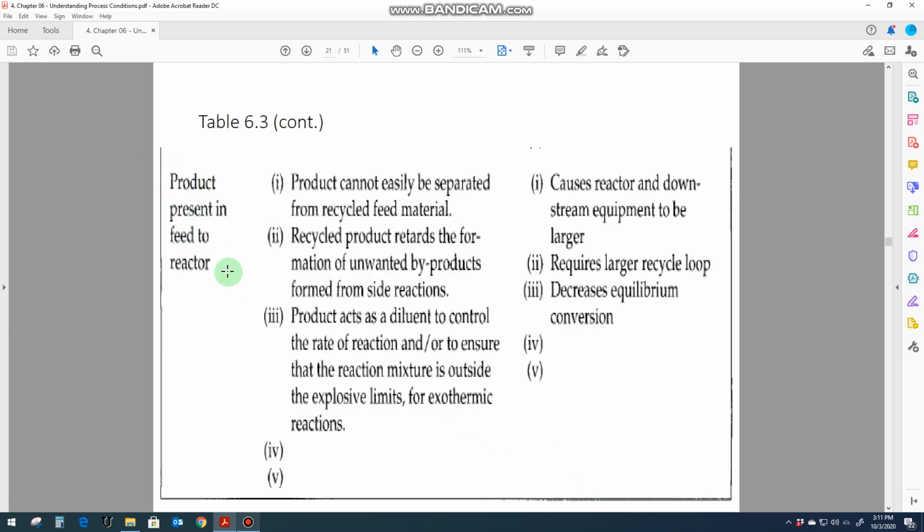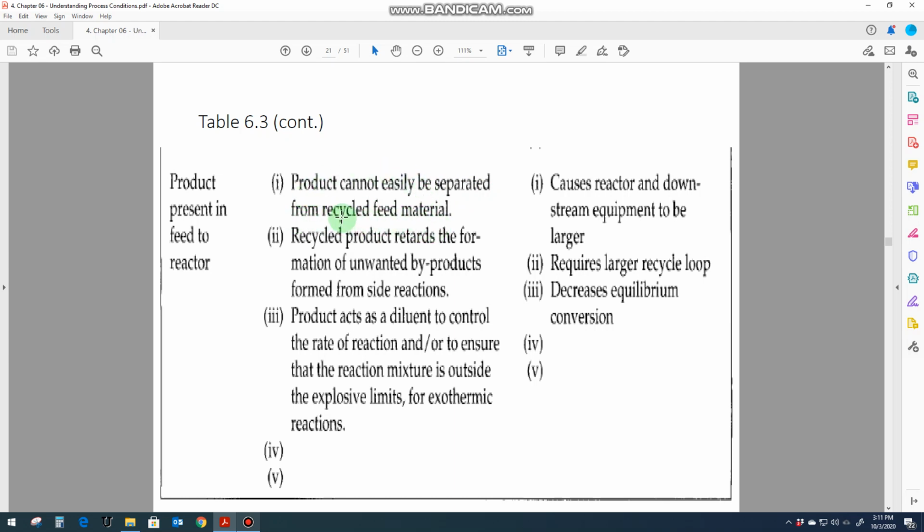Product present in the feed to reactor. Now this could be one of the conditions in which we can use the recycle stream from the product side, and we send it back to the reactor to convert the unconverted reactants into the products. So what could be the benefits? Products cannot easily be separated from the recycled feed stream.